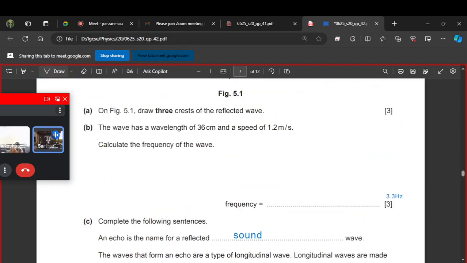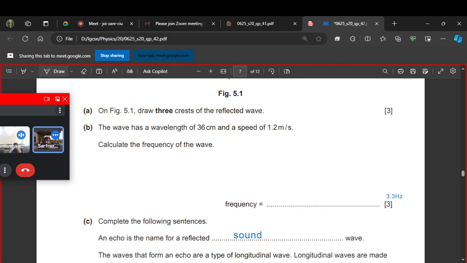Next question says that the wave has a wavelength of 36 centimeters and a speed of 1.2 meter per second. Calculate the frequency of the wave. How will you calculate? Which formula will you use? V equals F lambda. But will you use 36 as such, or will you first convert it into meters?